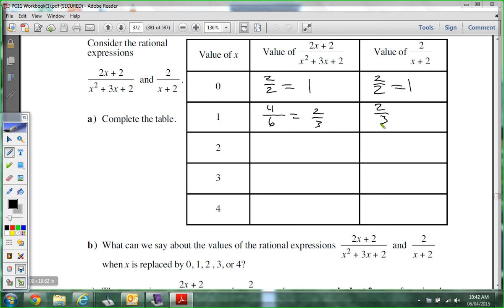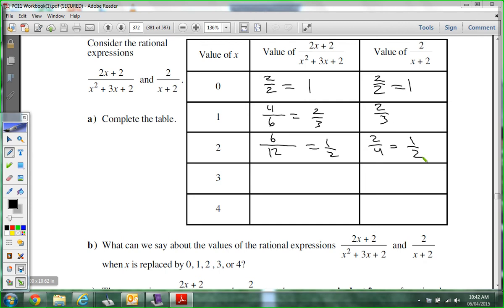You just keep plugging these in. 2 times 2 is 4, plus 2 is 6. At the bottom, 2 squared is 4, plus 2 times 3 is 6. 4 plus 6 plus 2 is 12. That gives me 1/2. And the other gives me 2 over 4, which is 1/2. So we're seeing a connection here. They keep outputting the same thing when you simplify.